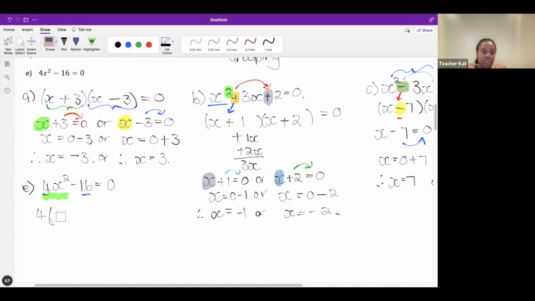Let me write it in the division method in case you forgot. If you take out a number, that means you've divided by that number. So it's 4x squared divided by 4 minus 16 divided by 4. What happens to these two 4s above and below one another? They cancel each other out, or divide into one another. So I'm left with x squared minus, what is 16 divided by 4?